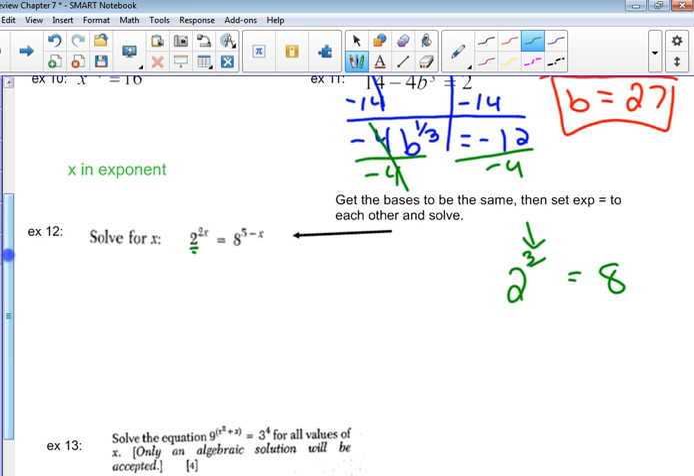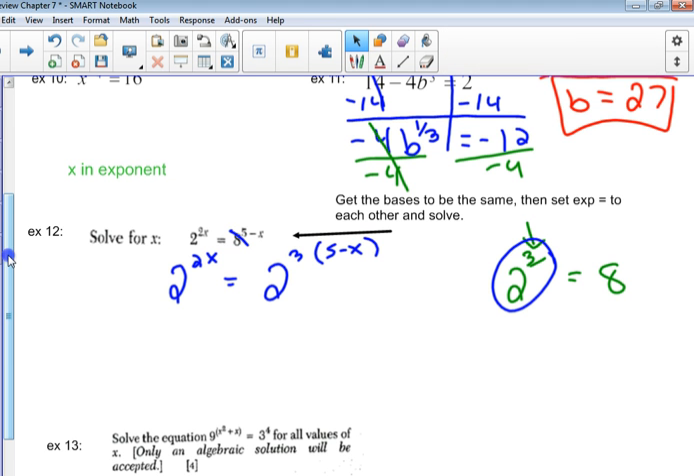So in order to get our bases the same, my left one I don't have to change, it's already a 2. But instead of the 8, I'm going to get rid of my 8 and make it 2 cubed instead. And now they have the same base. Don't forget to break down your other exponent though.